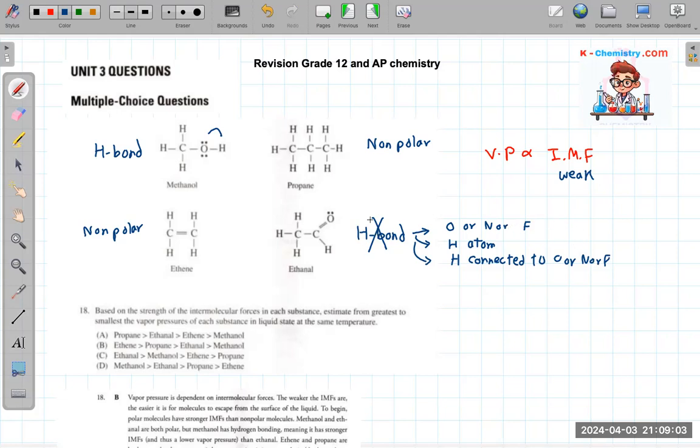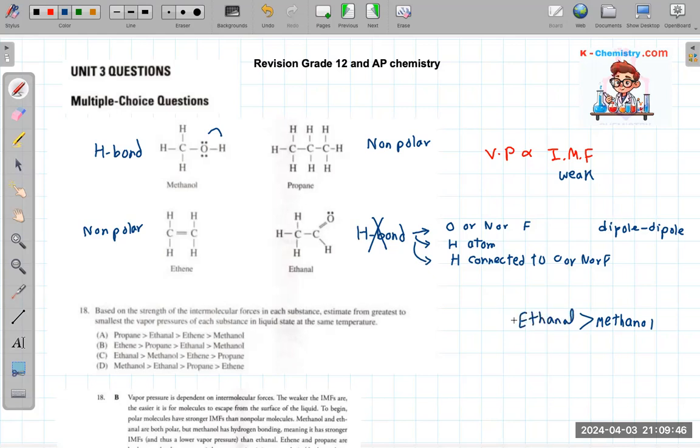Okay, so I can say that this is a hydrogen bond, so this is the strongest one. So I would say that the methanol is the one which has the strongest intermolecular forces. This means it has the weakest vapor pressure. So he is trying to estimate from greatest to smallest. This has the weakest because this one has the strongest. After that, let's have a look. The ethanol still contains a dipole, so it's still polar, so it contains dipole intermolecular forces of attraction, and this one does not contain it. So this one, I will say that this is ethanol.